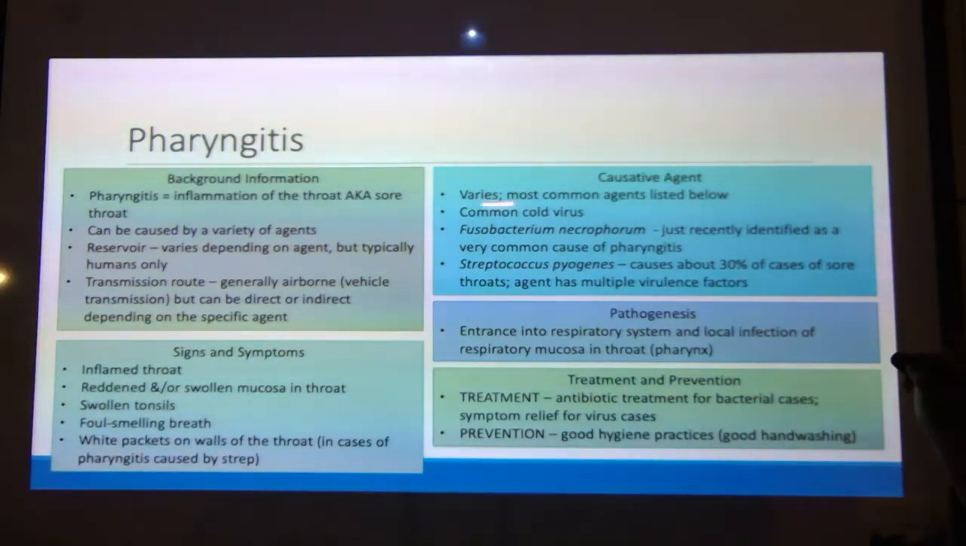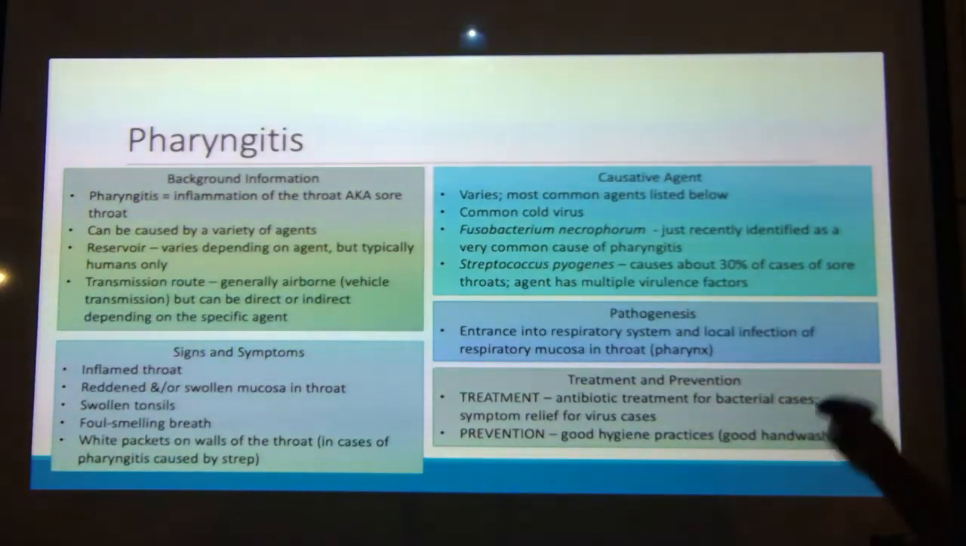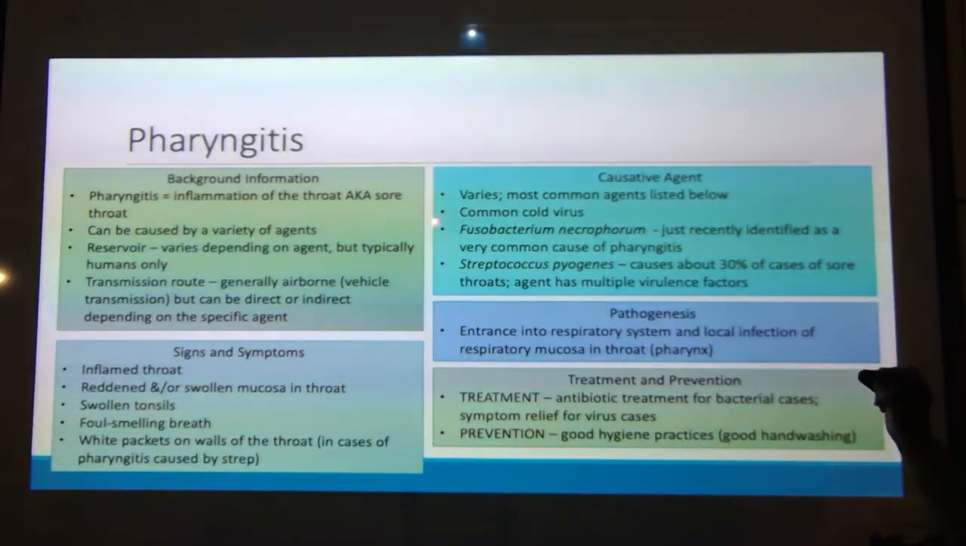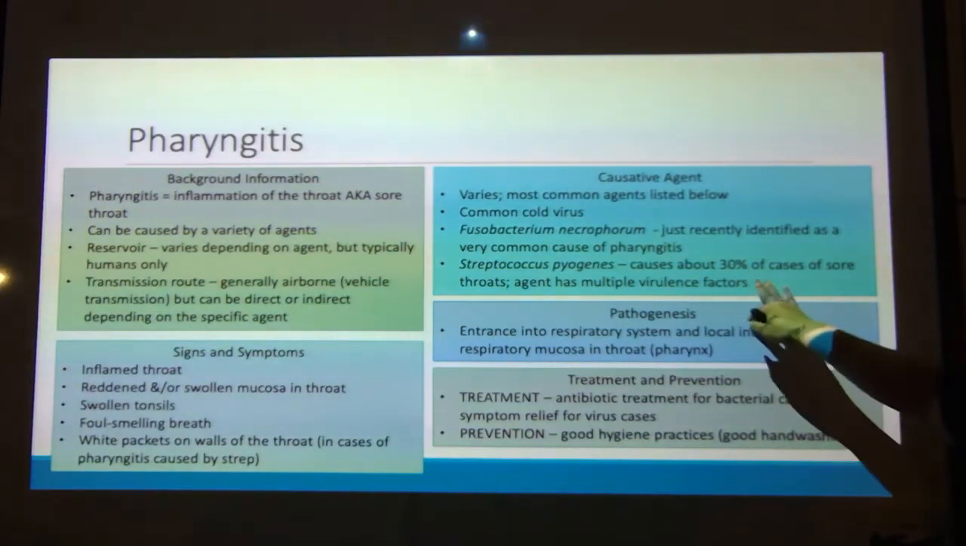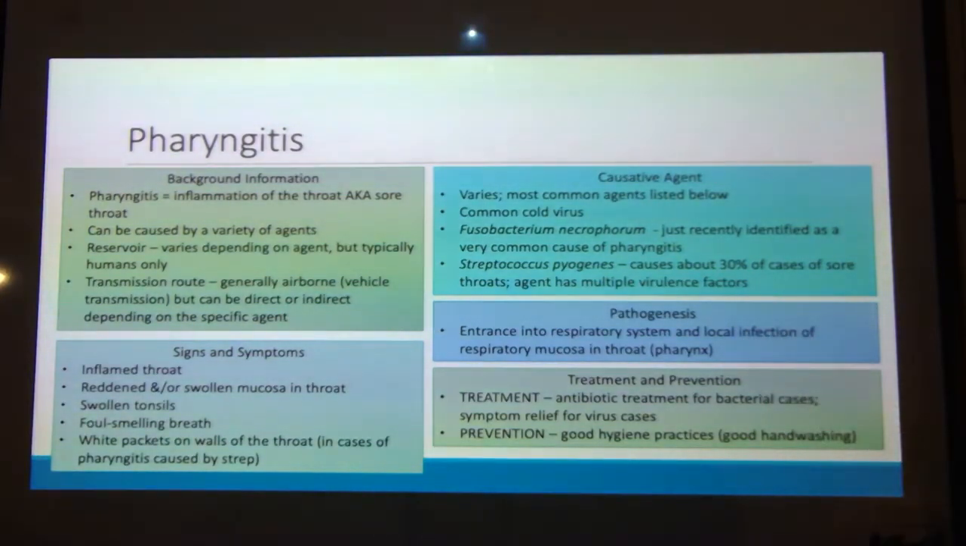Causative agent, as I said, it varies, but if we're talking about the most common things, the common cold virus, Fusobacterium necrophorum was just recently identified as a very common cause of pharyngitis. Streptococcus pyogenes causes about 30% of the cases of sore throats, and that specific agent, Streptococcus pyogenes, actually does have varying virulence factors depending on which one you get.